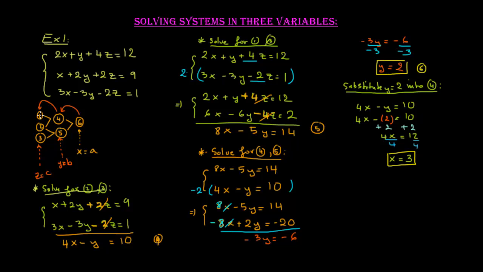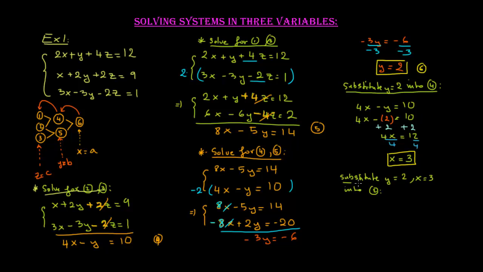What we're going to do next is back substitute into either equation 1, 2, or 3, so any one of them. It looks like the second equation is the easiest because it has all the small numbers. So my next step is to substitute y equal to 2 and x equal to 3 into the second equation.